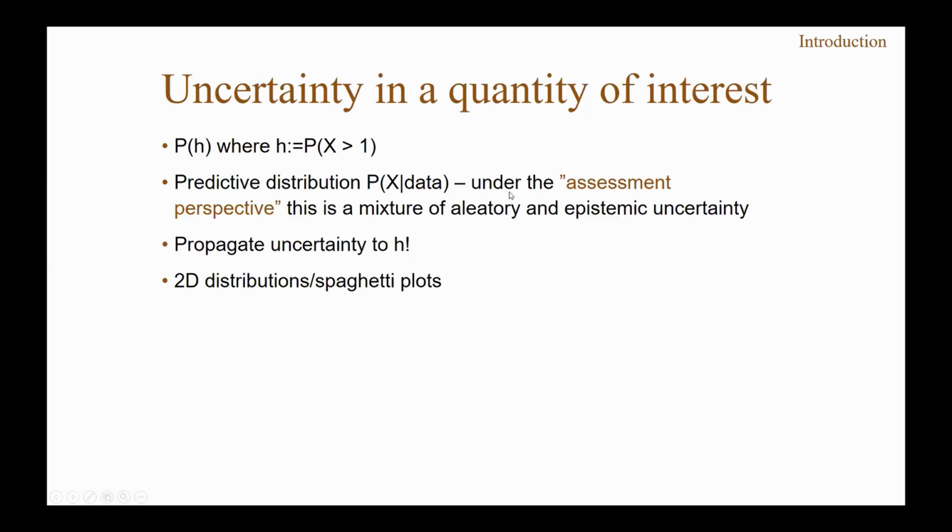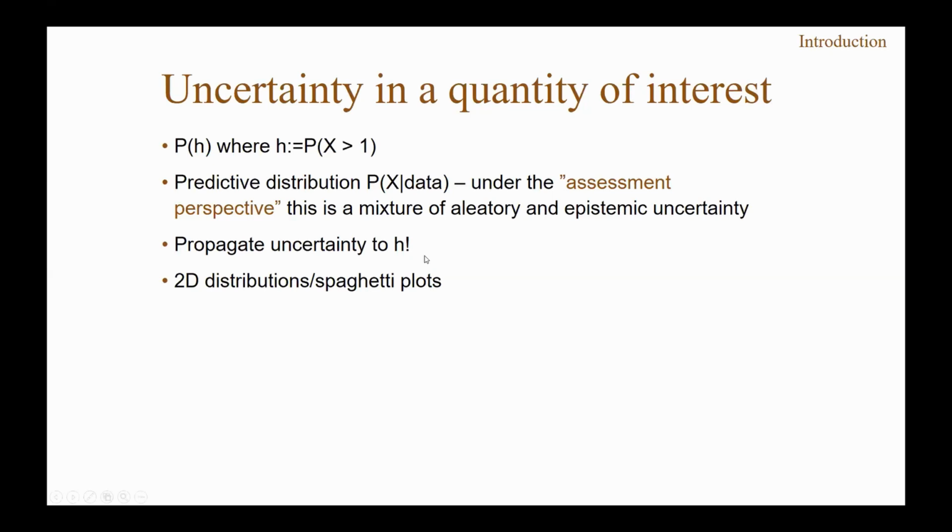But if we look at the predictive distribution as it is derived, it's integrating everything down to the marginal on the X variable, which means that it is combining uncertainty about X and uncertainty about the parameters. And therefore, it is a mixture of aleatory and epistemic uncertainty. If we didn't have the assessment perspective, it would only be epistemic. Right, but now we are focusing on trying to separate aleatory and epistemic uncertainty, because we know that that has an implication for the conclusions that are made. So what can we do instead of looking at the predictive distribution?